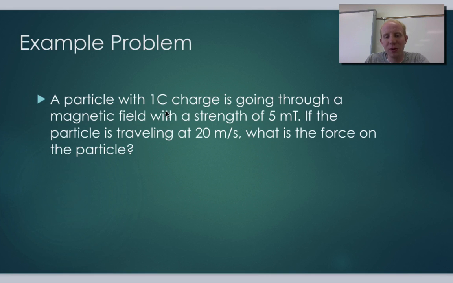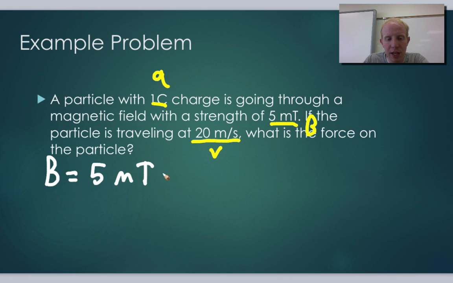A particle with a 1 Coulomb charge is going through a magnetic field with a strength of 5 milliteslas. If the particle is traveling at 20 meters per second, what is the force on the particle? Okay, so let's start by identifying what we know. This is our charge Q. This is our field strength, big B, and this is our velocity. Before we start, let's put big B into Teslas. So big B is 5 milliteslas, which is equivalent to 0.005 Teslas.